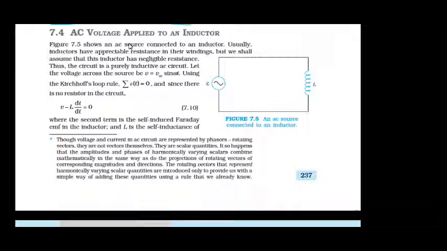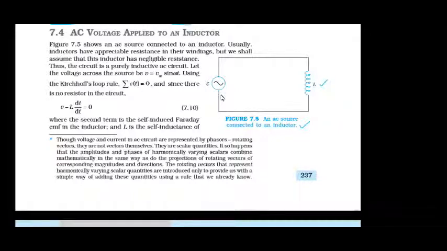Now, for this, first see this diagram. In this diagram, you can see that an AC source is connected to an inductor. Usually, inductors have appreciable resistance in their windings, but we shall assume that this inductor has negligible resistance. Thus, the circuit is a purely inductive AC circuit. Let the voltage across the source be V equal to Vm sine omega t.